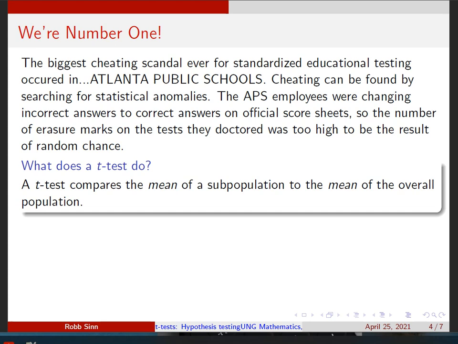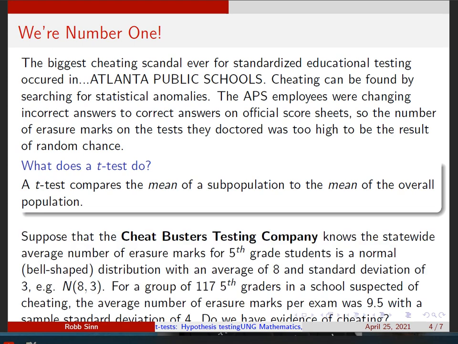So what does a t-test do? A t-test compares a sample mean, or the mean of a subpopulation, to the mean of the overall population. Let's see how it works with the cheating example. Suppose that the Cheat Busters testing company knows that on average, statewide, the marks for fifth grade students is a normal distribution with an average of 8 and a standard deviation of 3.